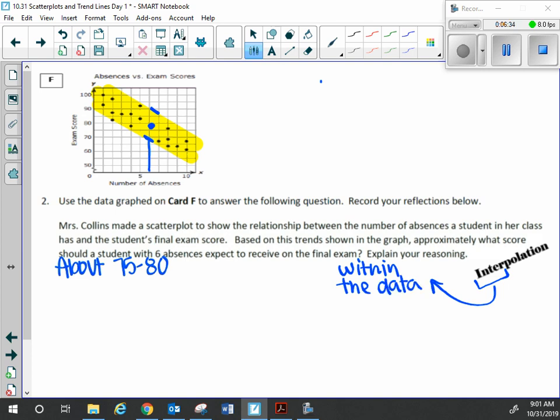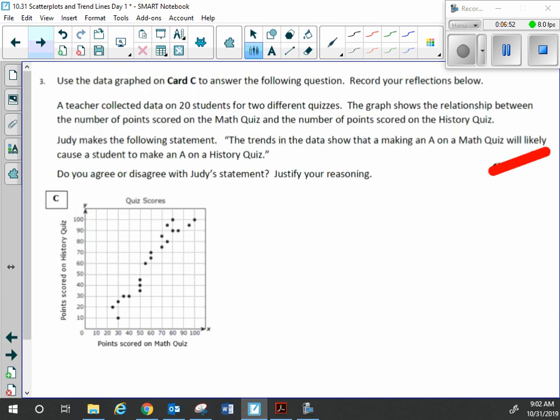You are making a judgment or a justification within the graph. Interpolation. You're taking the graph and inside, making a judgment. So far, so good? Moving right along. Okay, cross out the word causation on yours, because it's not causation.